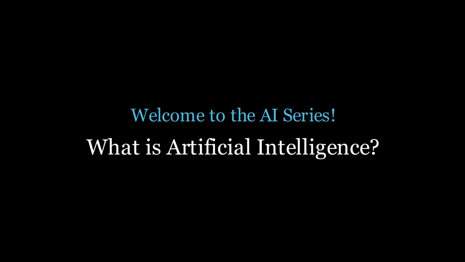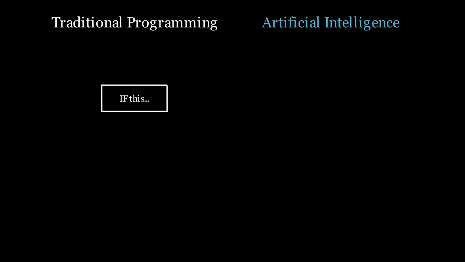Today we explore, what is artificial intelligence? To understand AI, compare it to traditional programming. Usually, we give the computer strict rules. If this happens, then do that.